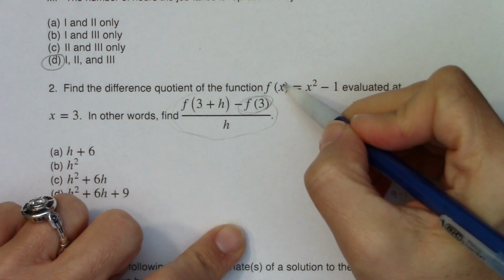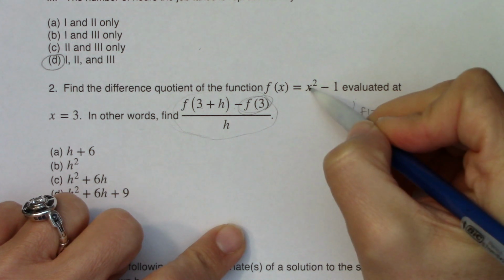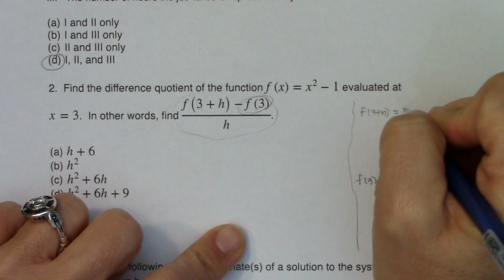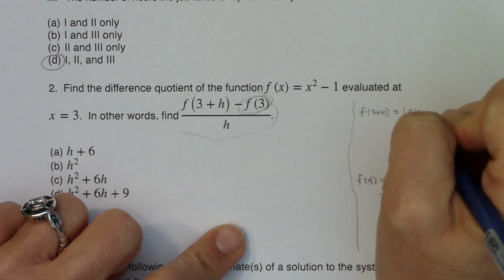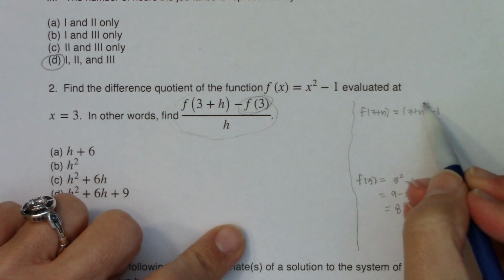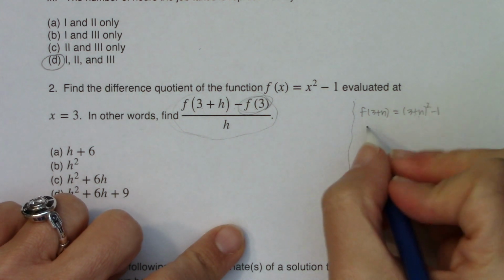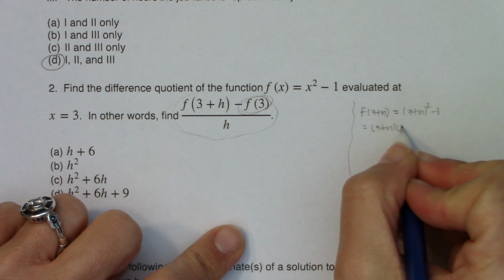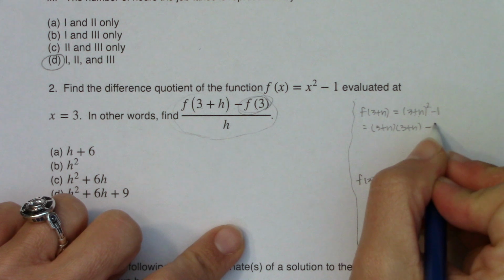All right, so again, the rule is whatever's in the parentheses, we put here. So if 3 plus h is in the parentheses, I'm going to square it and then subtract 1. So f of 3 plus h is (3 plus h) squared minus 1. And we can't distribute this exponent over addition. We need to actually multiply. We need to FOIL. So this is (3 plus h) times (3 plus h) minus 1.